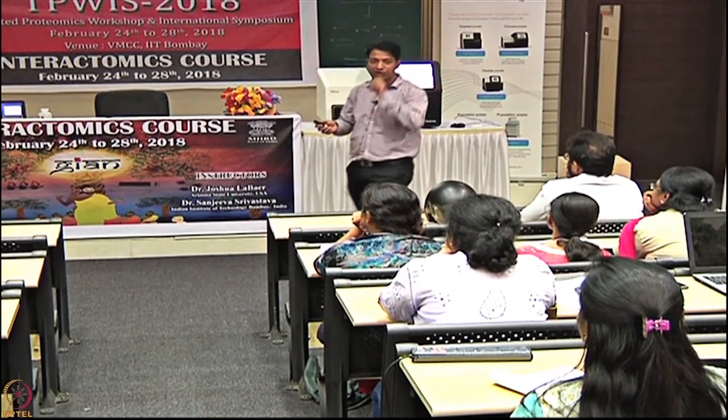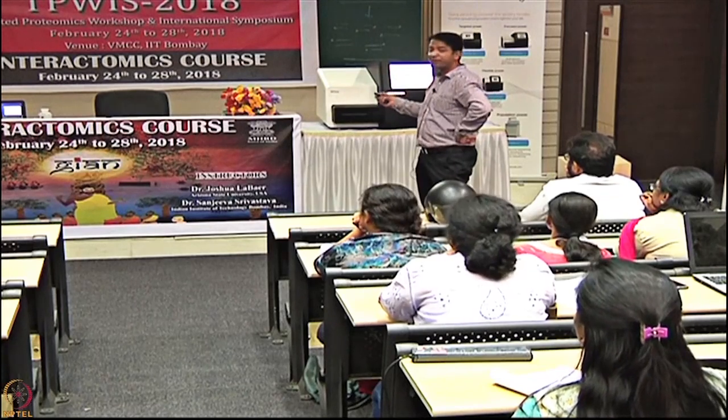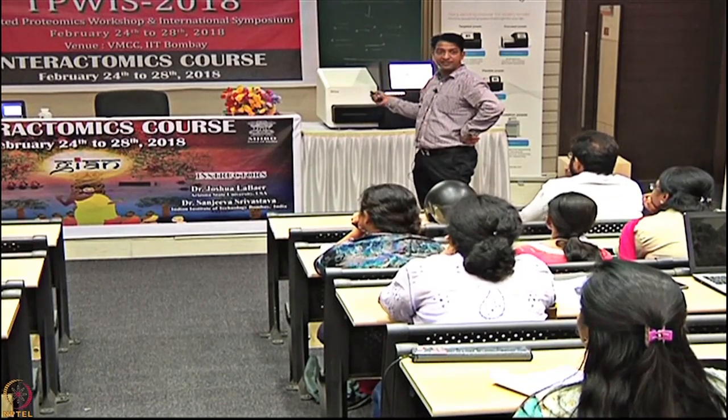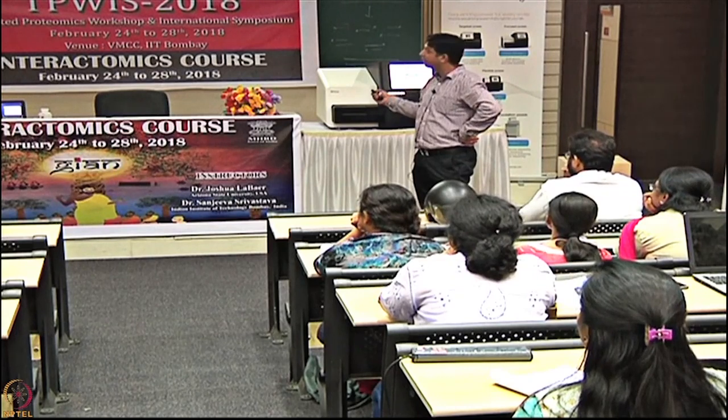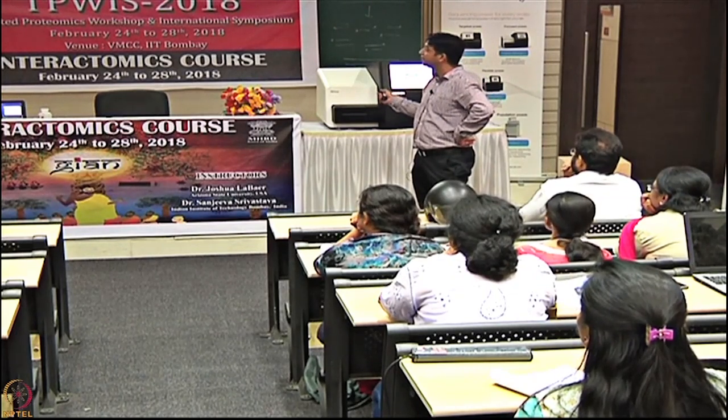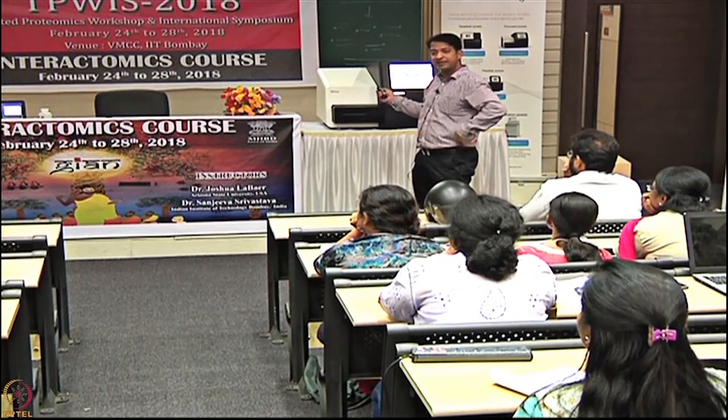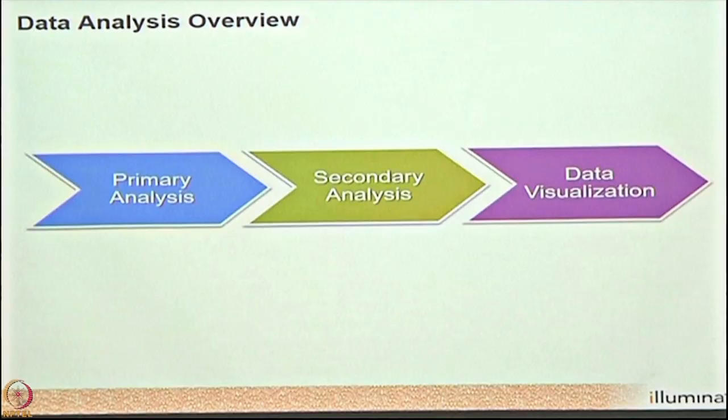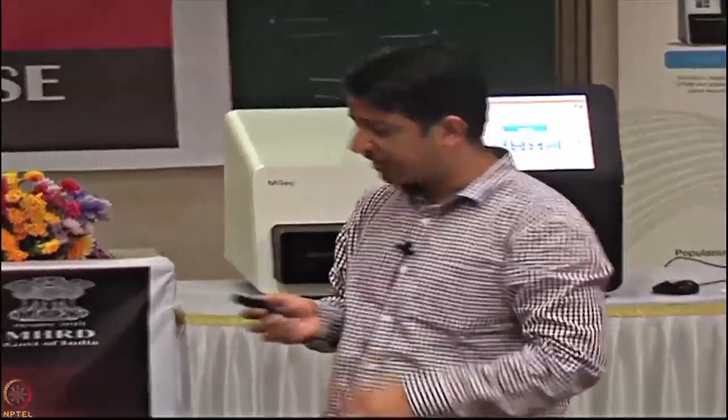So that is the reason why we sequence read one, then barcode 1, barcode 2, and finally read 2. That's all, it's simple logic. Once we are done with the sequencing, the final stage is data analysis. There are three kinds of analysis.